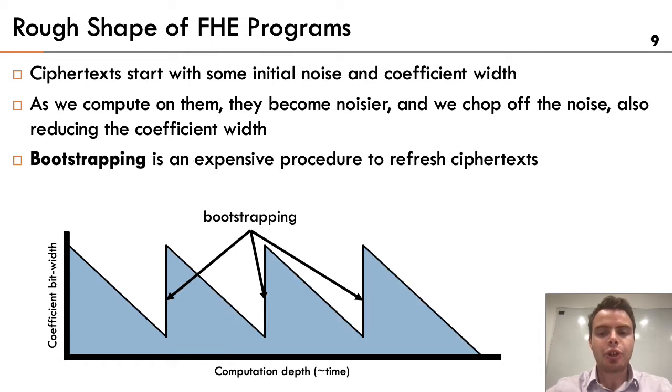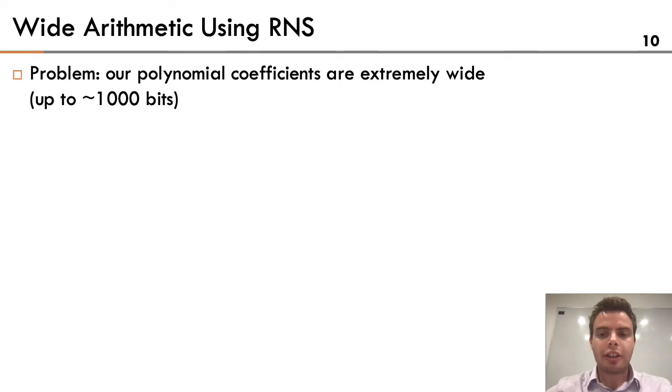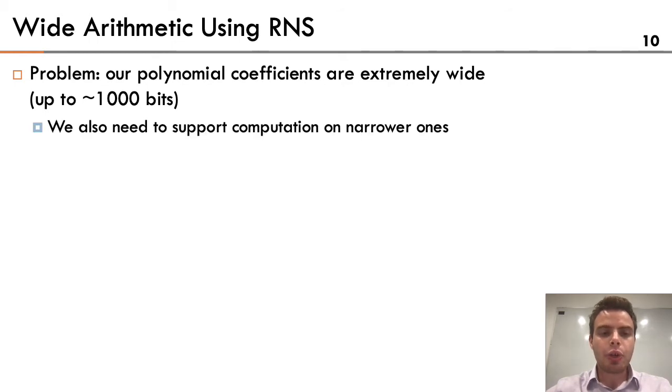Fortunately, FHE has a trick up its sleeve. We can apply an expensive procedure called bootstrapping, which allows us to refresh our ciphertext noise budgets. An important corollary of all this is that it emphasizes the ability to compute on polynomials at multiple coefficient bit widths. This underlines a key challenge. We start off with very wide coefficients, sometimes around 1,000 bits. Multipliers scale poorly in bit width, so having 1,000 bit multipliers would take up a ton of area on chip. Over the course of running a program, we'll end up computing on much narrower coefficients, so the flexibility is also important.